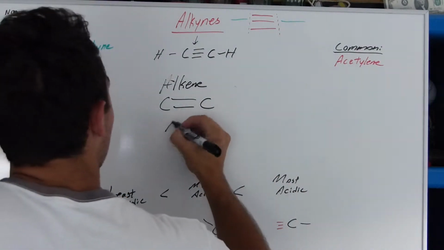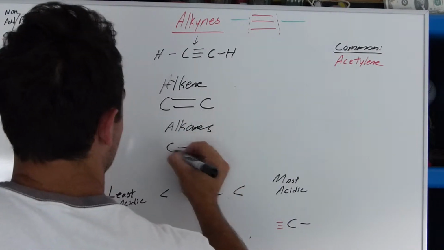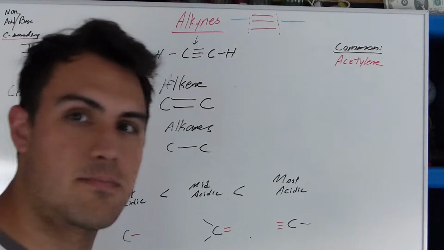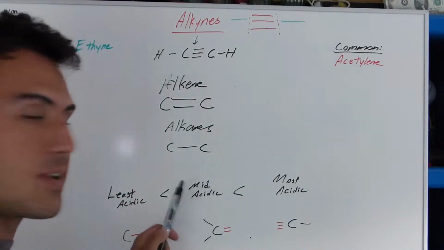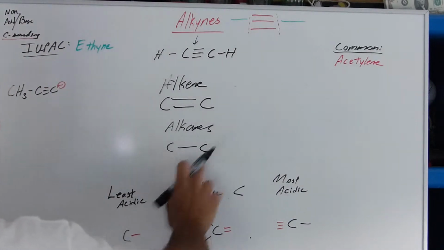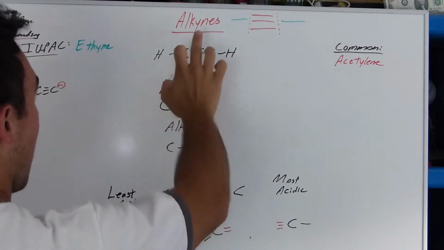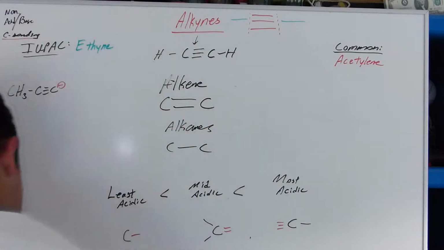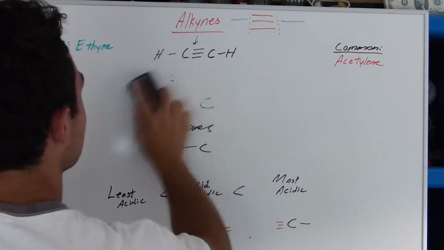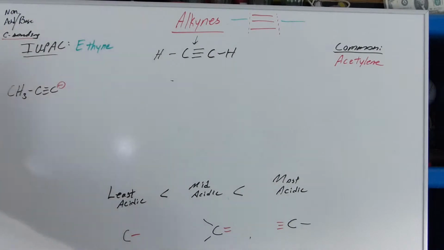Then we have alkanes, which is something you've known since chemistry in high school. This is a single bond right here. Just a little sigma bond. So, alkyne, alkene, alkane. So, let's talk about some more nomenclature and examples.